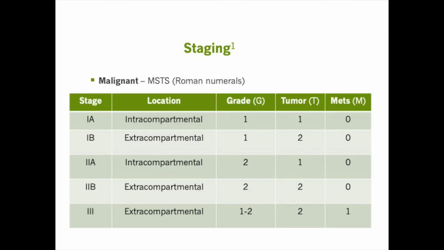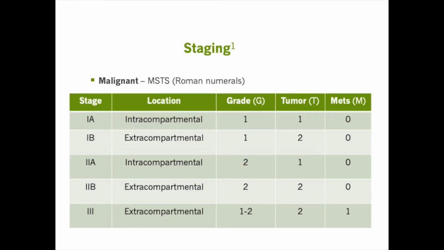So the first staging that we have is, again, the MSTS or Enneking. These are now Roman numerals instead of the Arabic numerals. The malignant staging basically defines, is it low grade or is it high grade, and is it intra or extra compartmental, meaning is it bound by fascia or bone, or has it broken out of those planes?